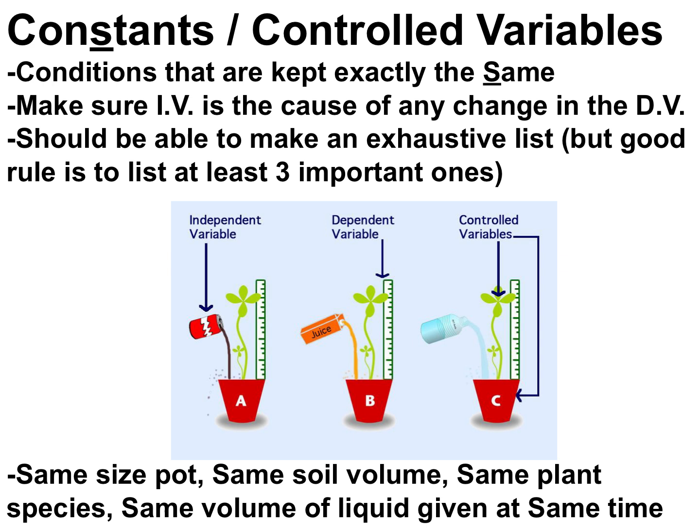In AP Bio, it's important to identify at least 3 constants in an experiment. Now, in the example, maybe the scientist used the same size pot with the same volume of soil. They used the same plant species, and hopefully the plants received the same volume of liquid and were watered at the same time of the day.